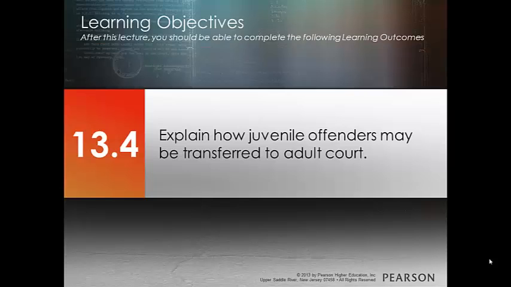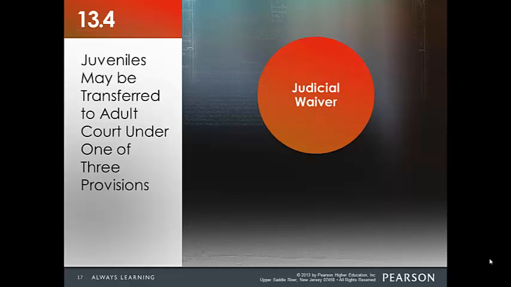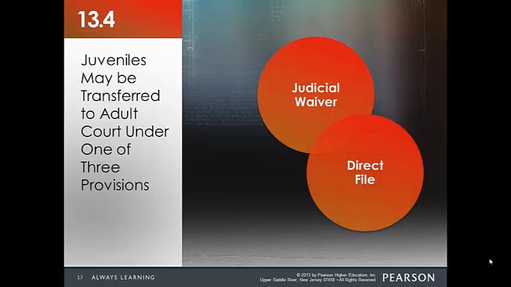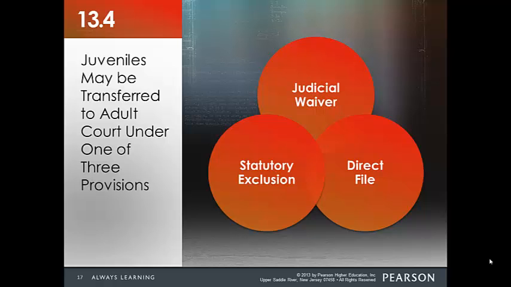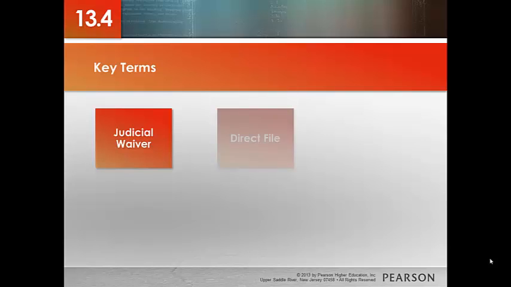Responding to the rise in juvenile violence in the 1980s and 1990s, states increasingly allowed juveniles to be transferred to adult court under certain circumstances. That transfer occurs in one of three ways: judicial waiver, direct file, or statutory exclusion. Here are some key terms to consider. Judicial waiver is when a juvenile court judge waives jurisdiction in the matter, and it is the one most commonly found across the country, although it is used less often today than it has been in the past. Direct file is when the prosecutor decides to try the juvenile as an adult.